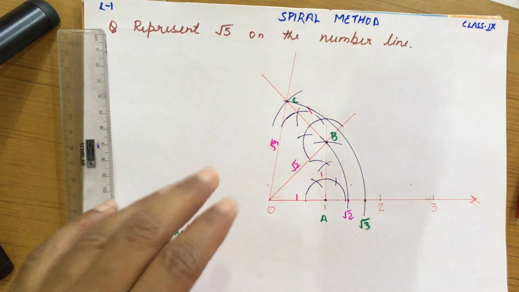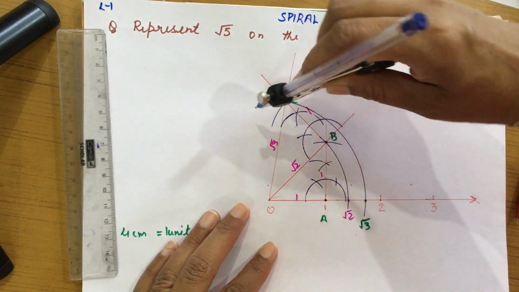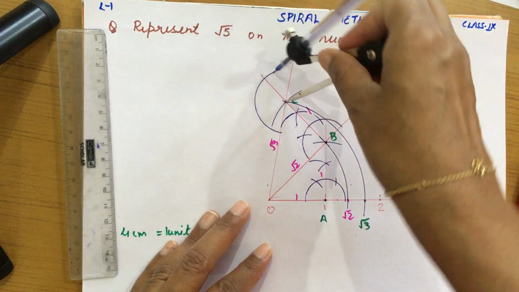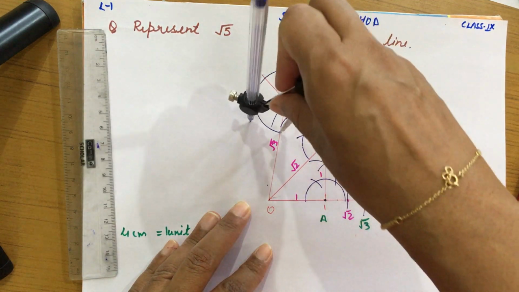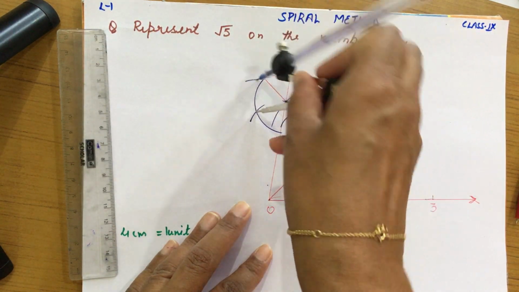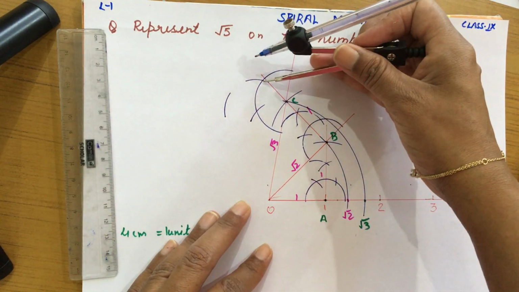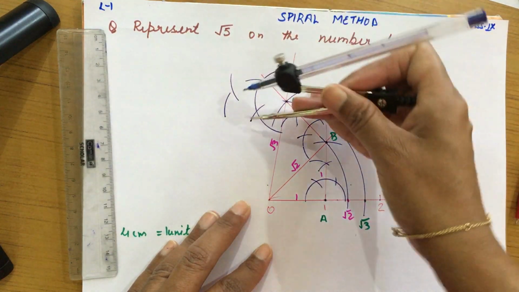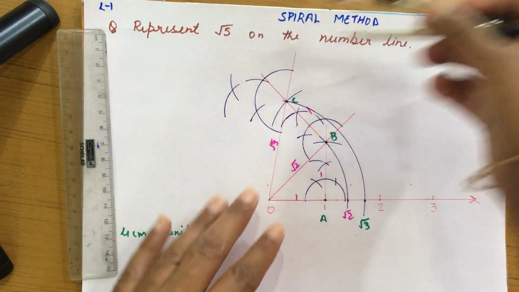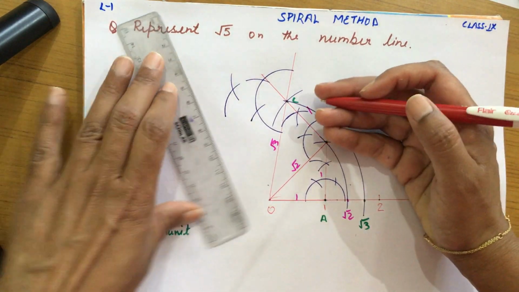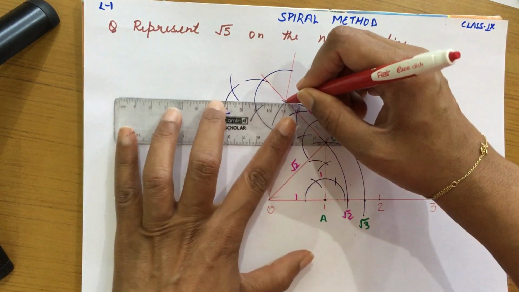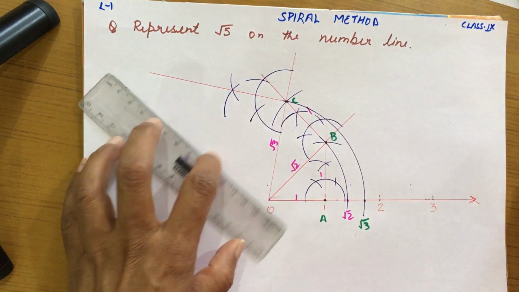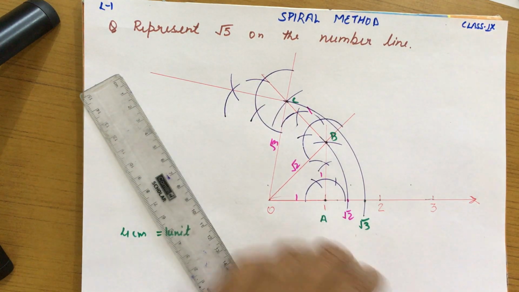Now again draw a perpendicular from here. Semicircle, 60, 120, and then bisector of 60, 60 and bisector of 120. Again I am getting 90 degree. Now I will join from C point. Again 4 centimeter arc.